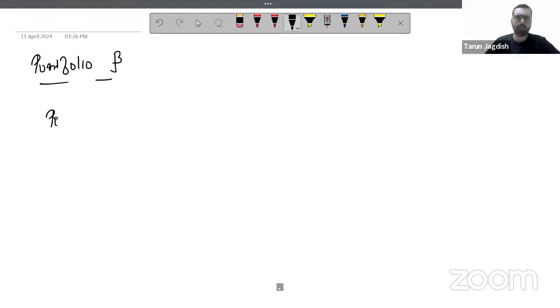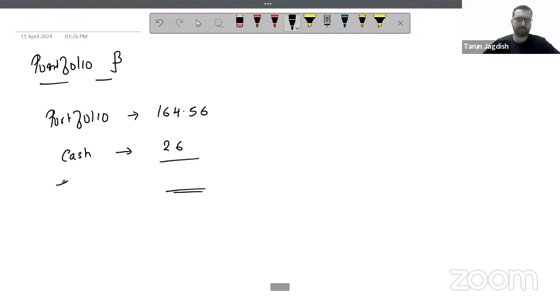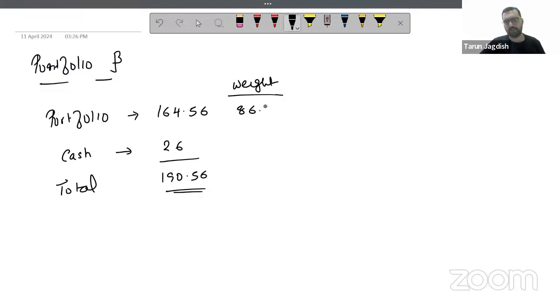So what happens is now you have portfolio and your portfolio value is actually how much? 164.56. Cash, how much is your cash? 26. What is your total now? 190.56. We can find out the weights over here. 164.56 divided by 190.56, is it 86.35%? Yes, sir. Okay. Cash is the other one, going to be 13.65%.